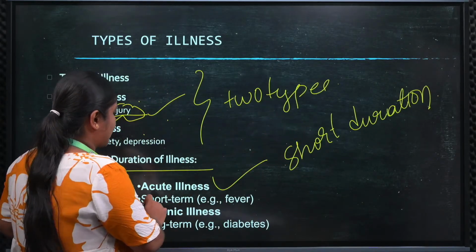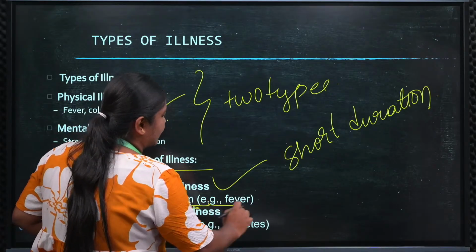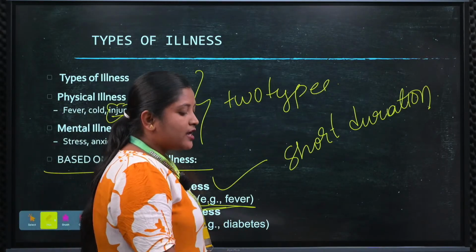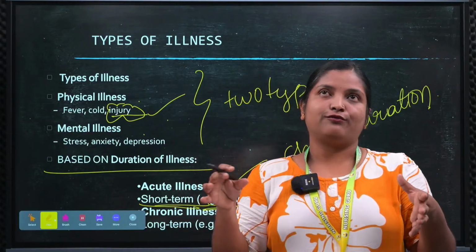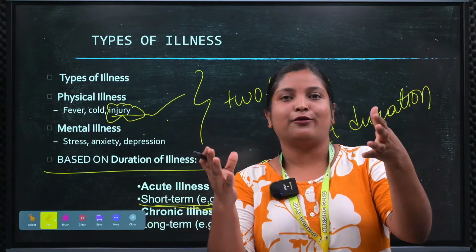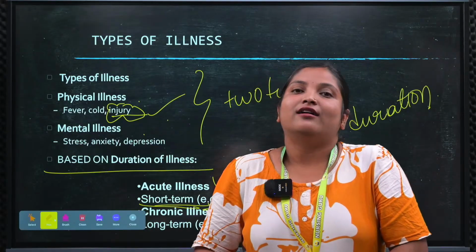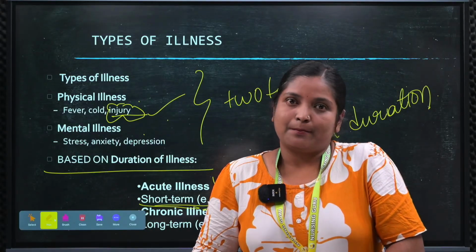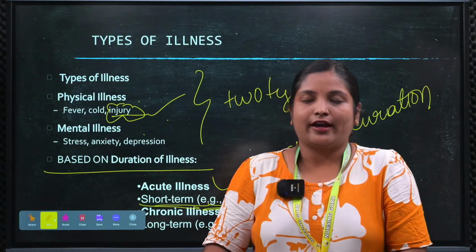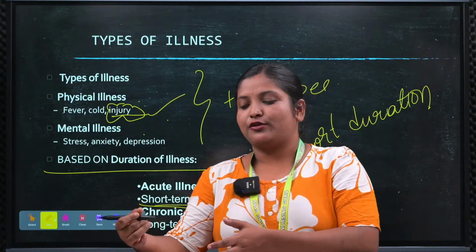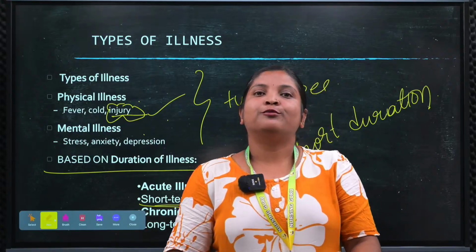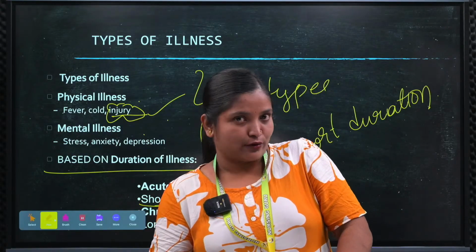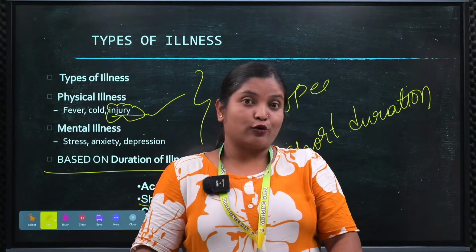For example, a short-term example is fever. If fever comes, you take Dolo 650 paracetamol, or if the fever is too high, you are administered a paracetamol infusion. Definitely it will reduce the temperature level in our body, and you will be cured within one or two days. The next day you can go to college.